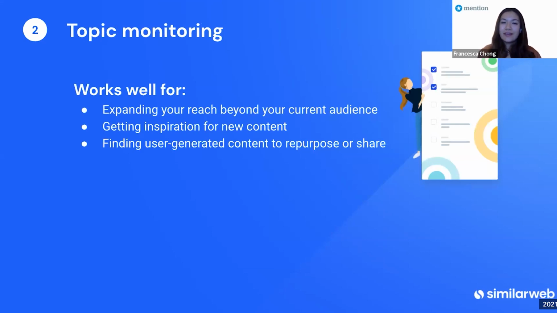So the next area of monitoring that you can achieve with social listening is topic monitoring. I would say this is very advantageous if you're looking to expand your reach beyond your current audience. Brand monitoring was really good for seeing what your audience are saying about you right now, but perhaps you want to reach new people who you know are interested in similar topics as your audience. So this is one way that you can do that.